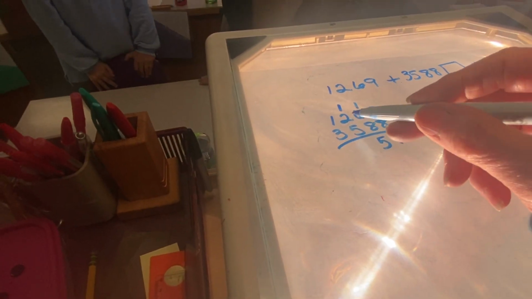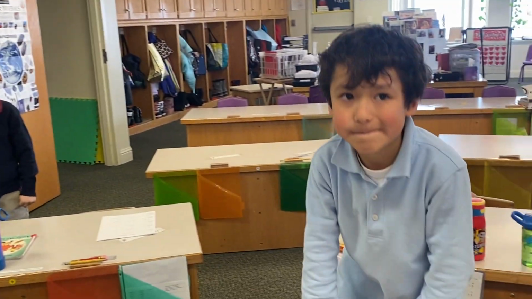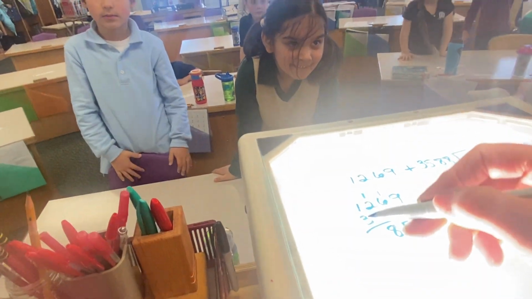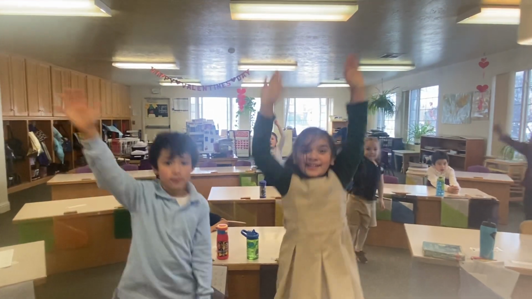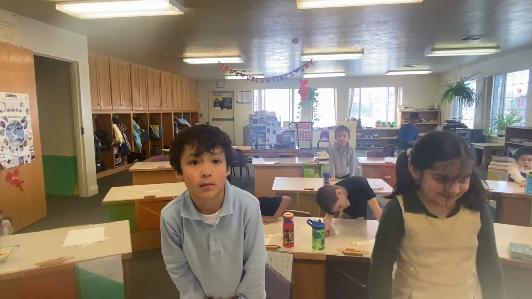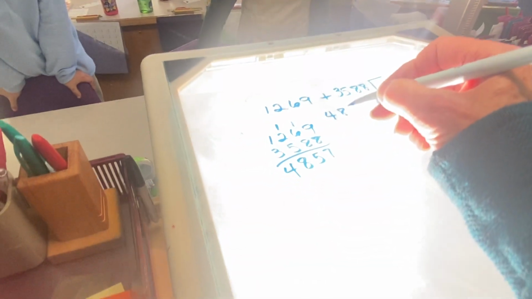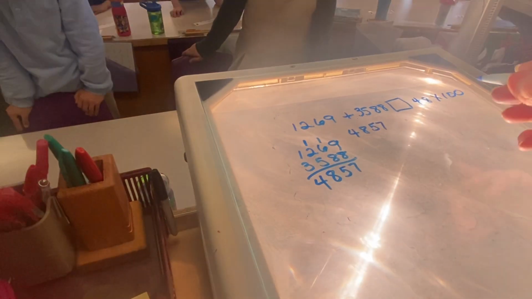Oh, who knows what 5 plus 2 is? Theodore. 7. And one more is? 8. So that would be 8. Who knows what 3 plus 1 is? Hurry up. 4. Oh, it is. So this is 4,857, which is bigger. What's 48 times 100?